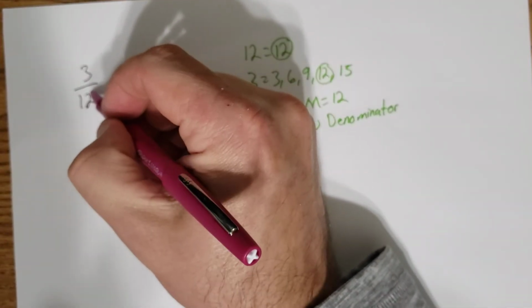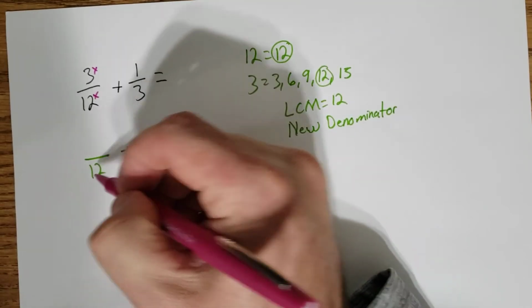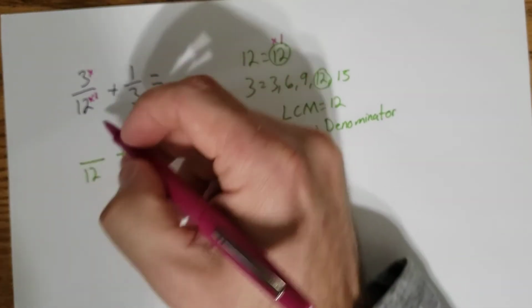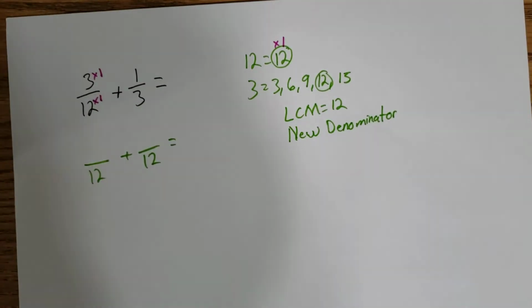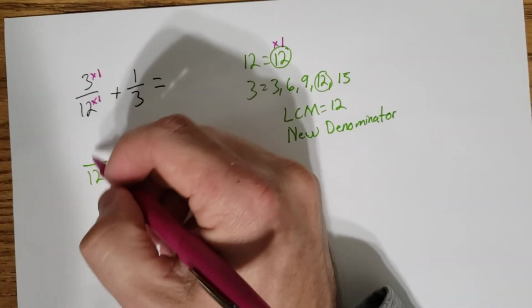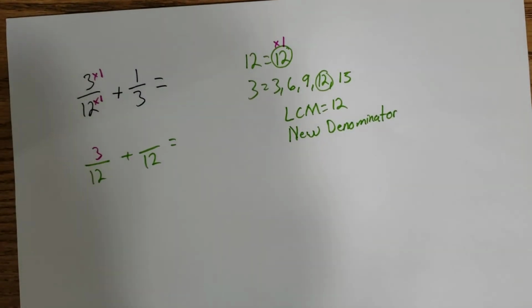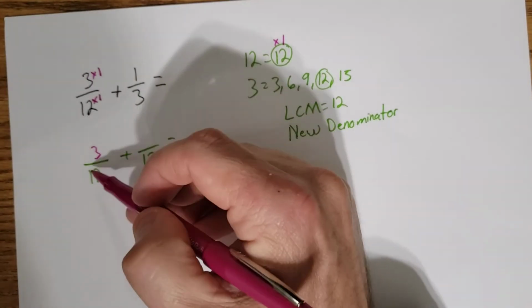So it was a 12. How did it get to 12? Well, right here we can see that that 12 only needed times 1. Whatever we do to the bottom, we do the same thing to the top. So 12 times 1 is 12. 3 times 1 is 3. The first fraction didn't change. Why? Well, because it already had a 12 on the bottom.